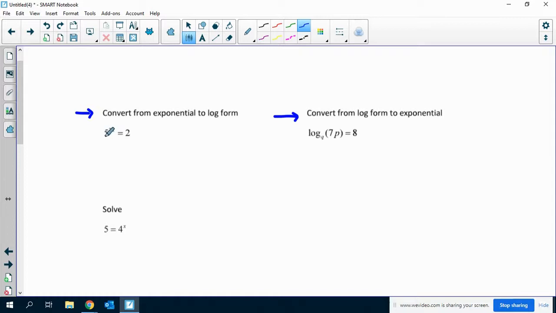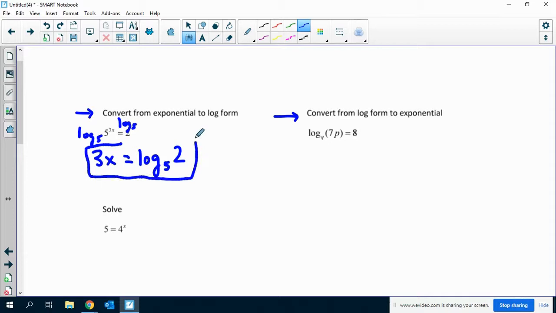So if I have 5 to the 3x equals 2, in order to get rid of the base of the exponent of 5, I would do a log base 5 of both sides. So the right side is going to become log base 5 of 2. And then the left side, if I do log base 5 of this side, that's going to essentially undo the 5 to the power, and I'm going to be left with 3x. So 3x equals log base 5 of 2.